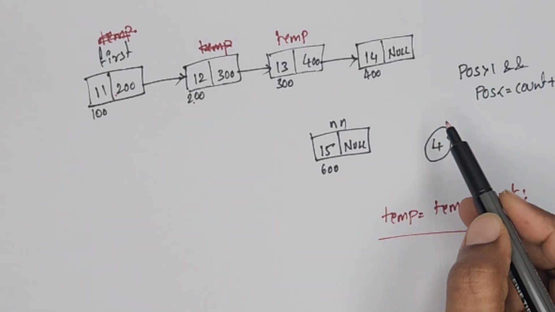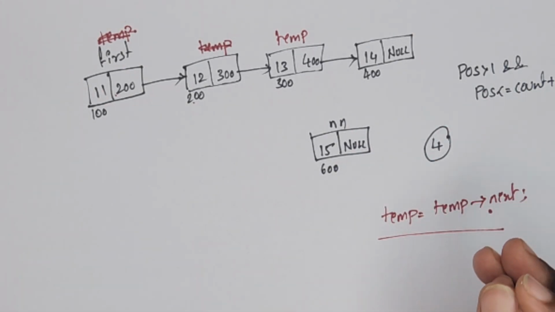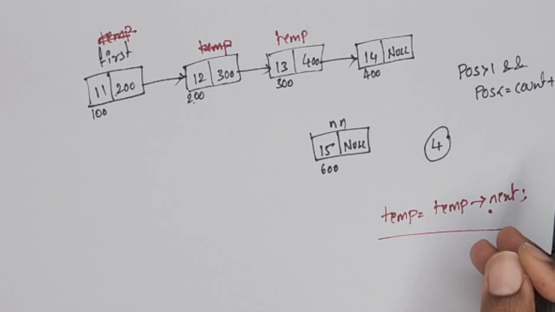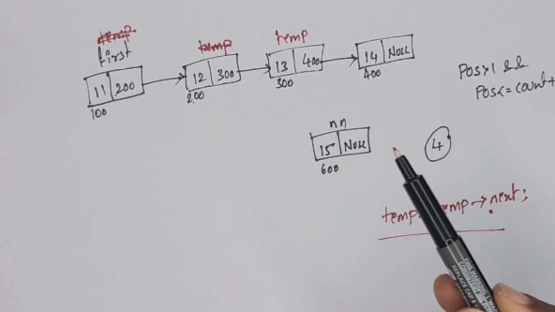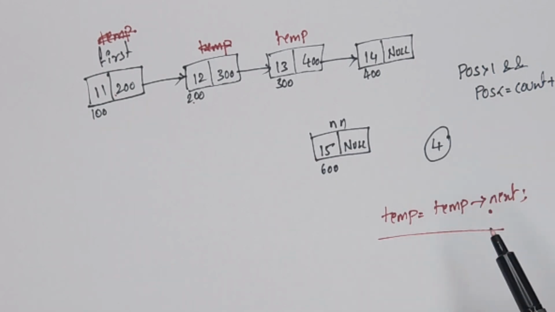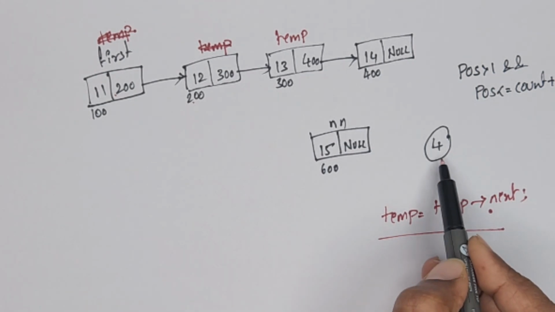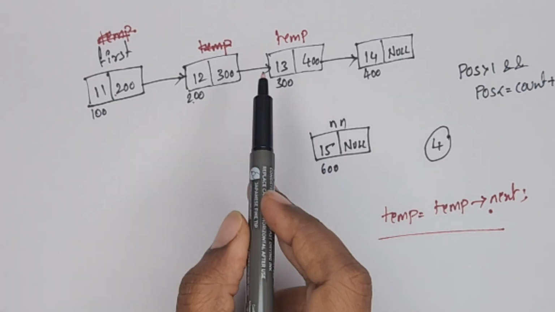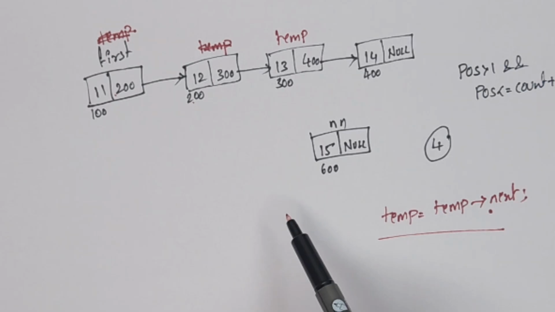If you want to insert in 10th position, just assume there are 20 nodes in your linked list. In 10th position, I want to insert the new node. So after the 9th, it means temp moves from first node to 9th node. So after temp easily you can insert the new node. Come back to our example. So in 4th position we are inserting the new node. Now the 3rd node name is temp. So after temp I have to insert this new node.